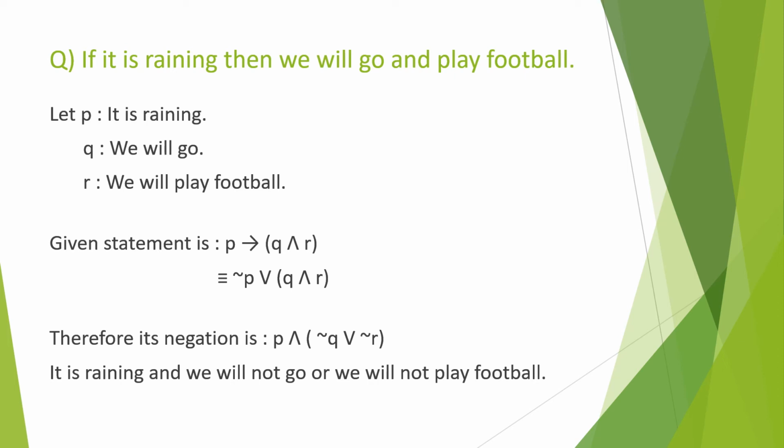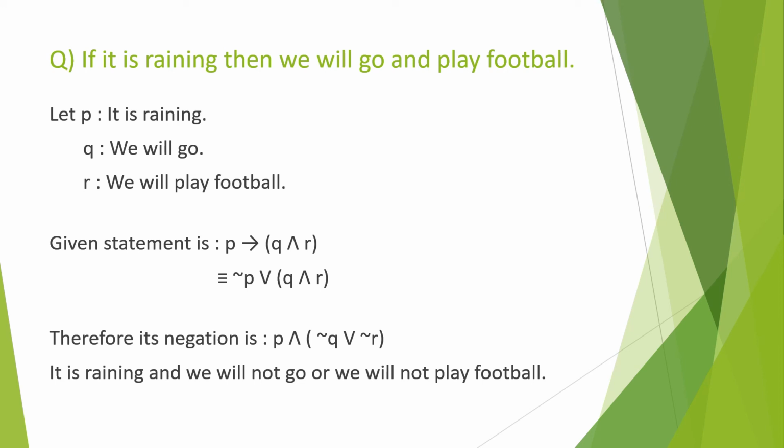Now here after 'then' we have 2 statements, we will go and play football. So for that we have to put a round bracket. So the statement is P implies (Q and R). We know that P implies Q is equivalent to negation P or Q. Therefore, the logically equivalent statement is negation of the first statement, and in between we write OR. So it is negation P or (Q and R).